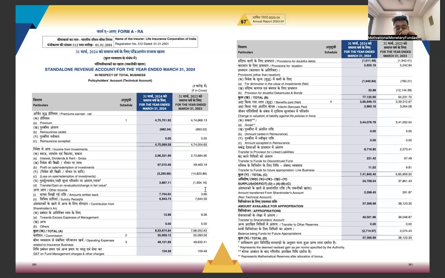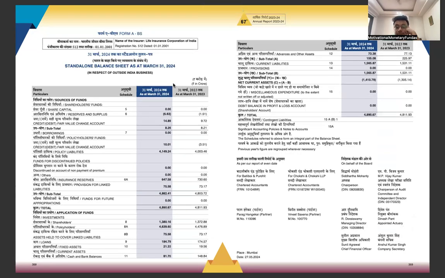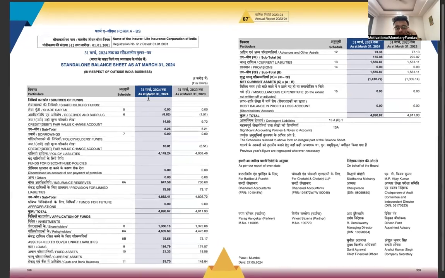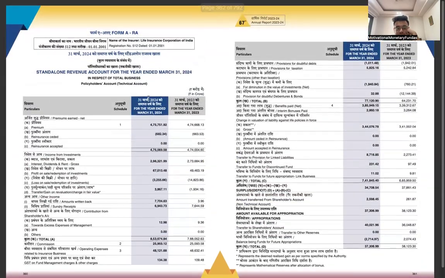Look at this. I'll just share my screen with you. I'll share this annual report too. See this. Hopefully my screen is visible to all. This is the annual report of the life insurance company, LIC. I'll share that with you also.